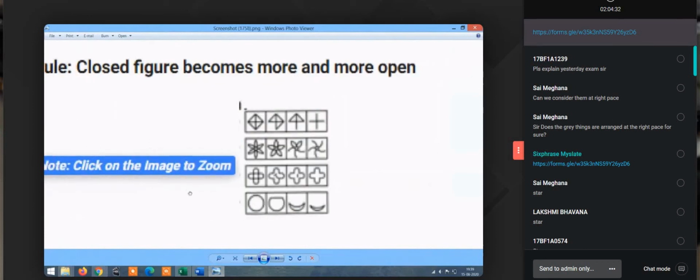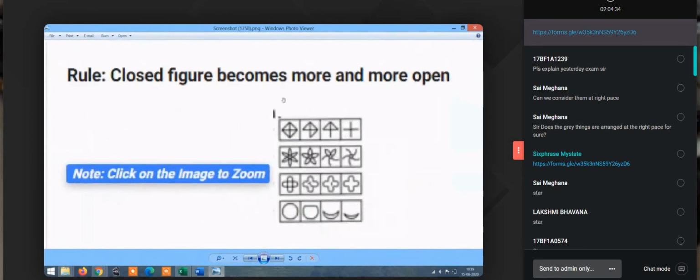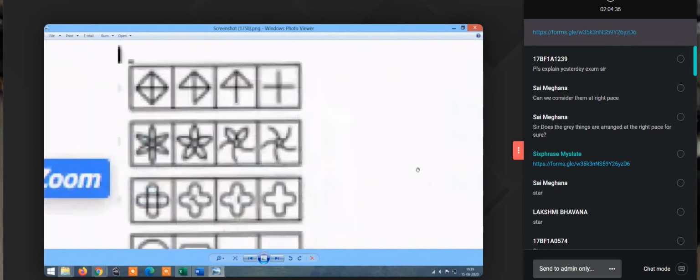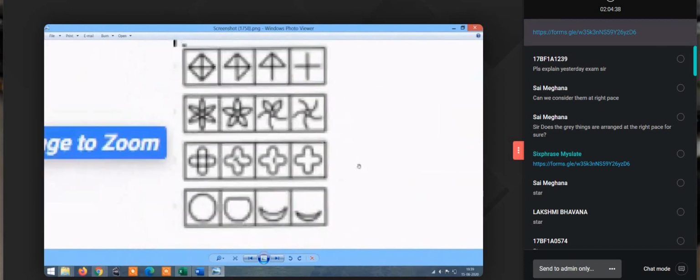Now, rule detection here, again pattern here: closed figure becomes more and more open. Okay, so which among these follows that? Closed figure becomes more and more open. Now you know what is open, right? Example of open is one, this. Look at the first row, guys. The first row, 1 has become 2. Now this has become open. Whatever was closed has become open here, right?